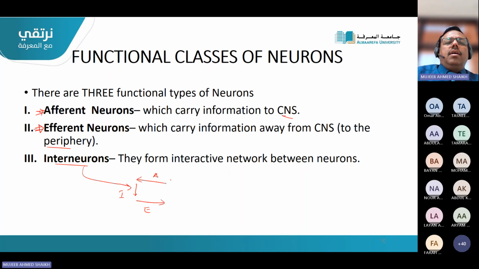You will find it amazing that the number of interneurons is extremely high. A very high number of interneurons are there because the connections in between are many.